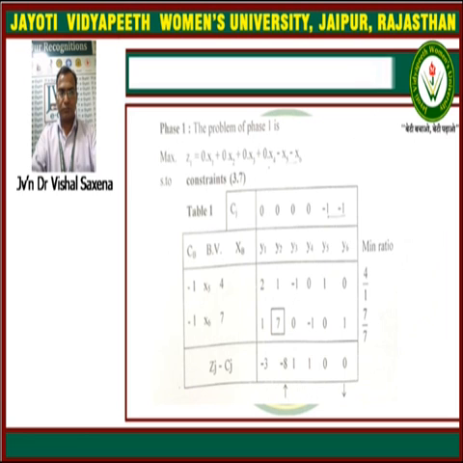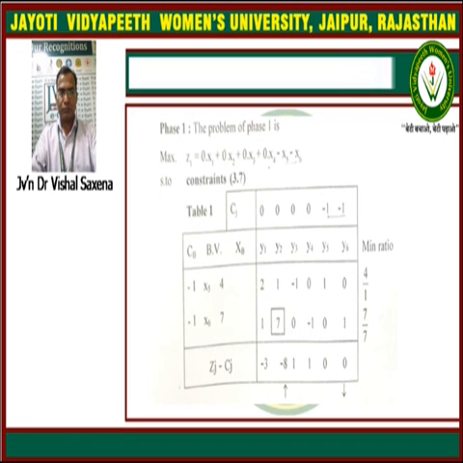So we are starting the phase 1 here. In phase 1 we are taking the objective function maximum z1 is equal to 0x1 plus 0x2 plus 0x3 plus 0x4 minus x5 minus x6. Minus x5 minus x6 is taken because we are giving the cost to the artificial variables as -1, and the cost to the other variables as 0. Now subject to the same conditions.